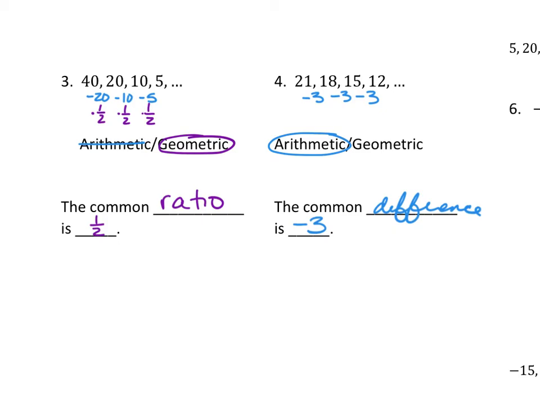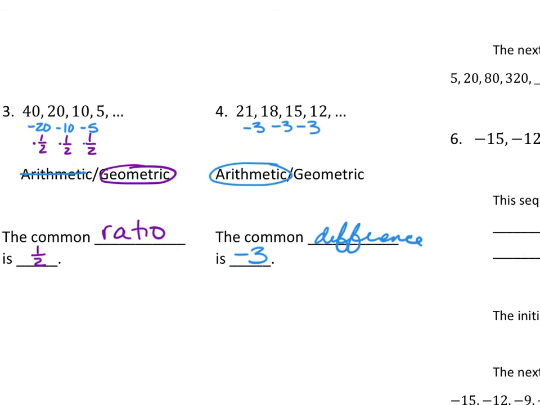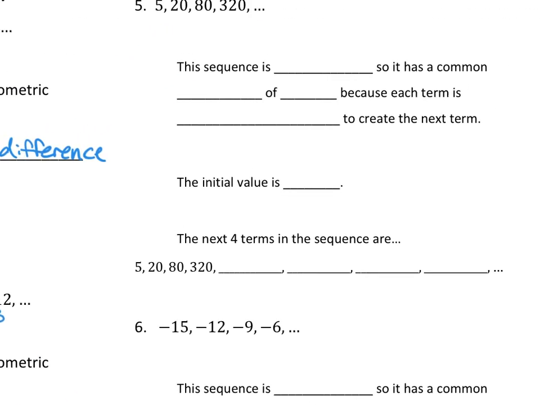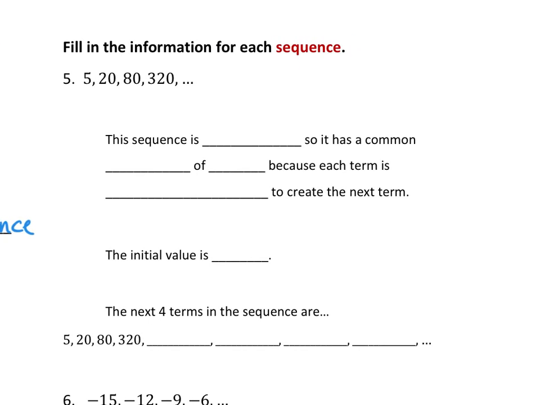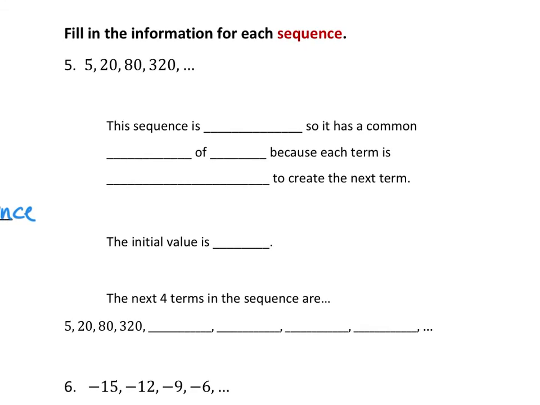Now we just want to be able, again, to use these sequences. It's not enough just to be able to tell me what type it is and what type of common difference or ratio it has. We need to be able to do a lot more. For example, on number 5, we have the sequence 5, 20, 80, and 320. If we tried to use addition, we would notice that 5 to 20, that means we add 5. 20 to 80, we'd add 60. And on and on. Those are just not the right numbers.